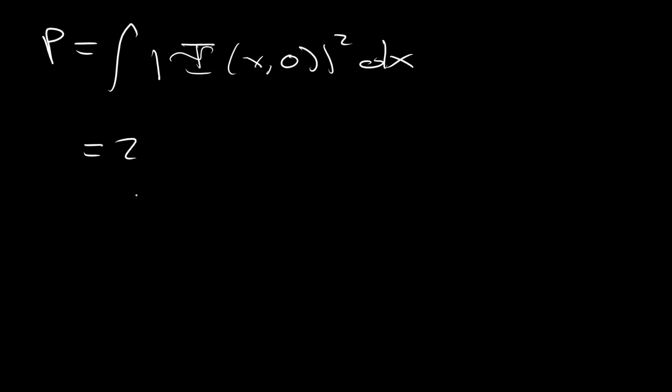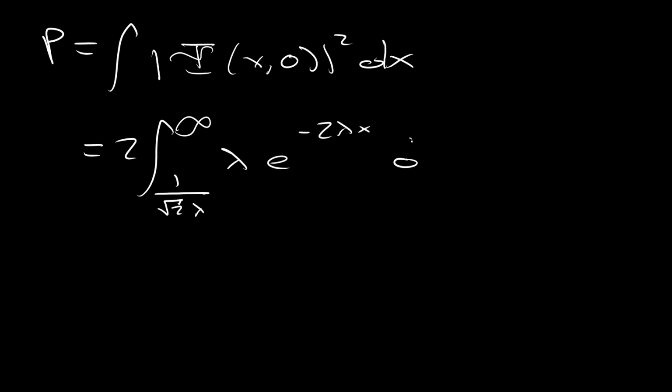And so that makes our integral 2 times the integral from 1 on the square root of 2 lambda all the way to infinity of the magnitude squared of our wave function here, which is going to give us lambda e to the minus 2 lambda x dx from parts A and B. Okay, we can evaluate this integral, and we're going to simply get the following: minus e to the minus 2 lambda x, evaluated at 1 on root 2 times lambda all the way to infinity.